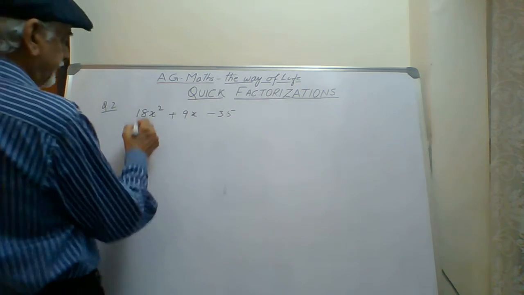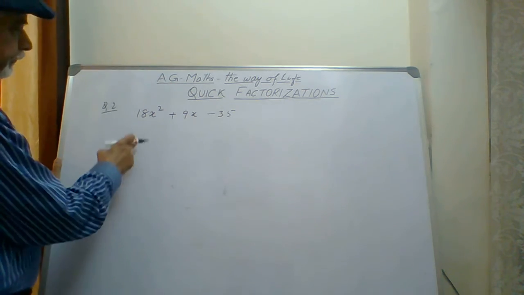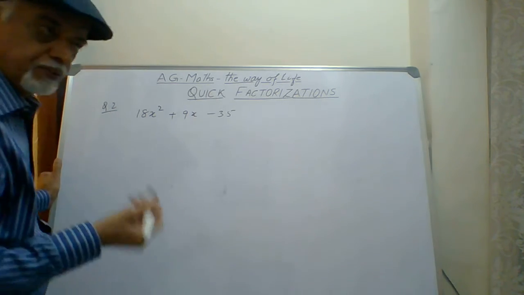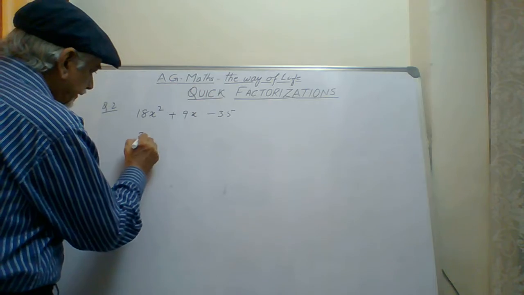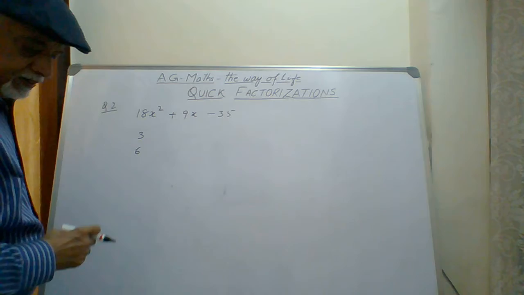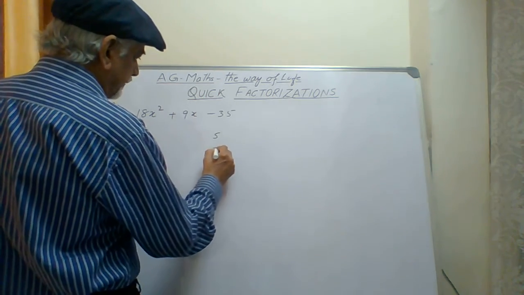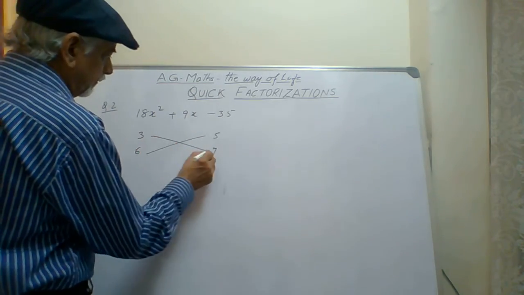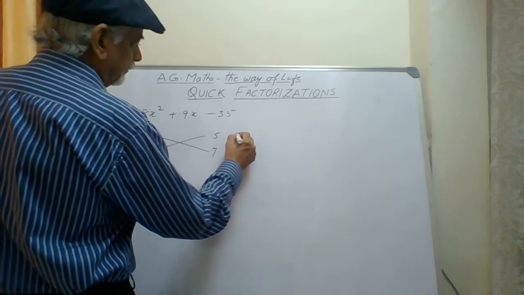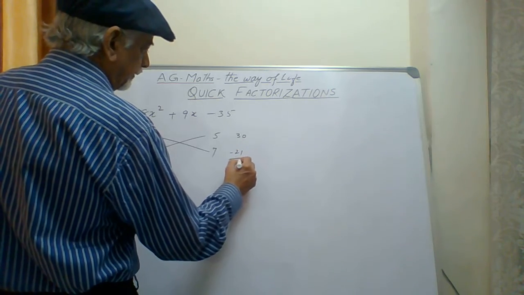Now factorizing 18. How do we factorize 18? There are factors like 1 into 18, 2 into 9, 3 into 6. Sometimes experience also helps you. So I'll write 3 and 6, which are the factors for 18. Similarly for 35, it is a well known factor pair: 5 and 7. Multiply this side, multiply this side. So what you get here, 6 fives are 30 and 3 sevens are 21. So here we are getting 30 and 21. On subtraction you get 9.